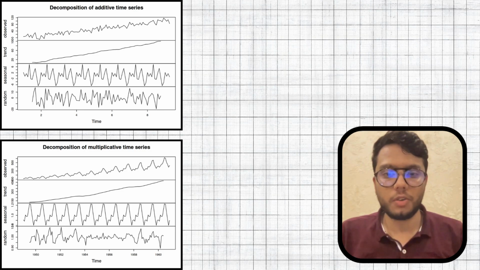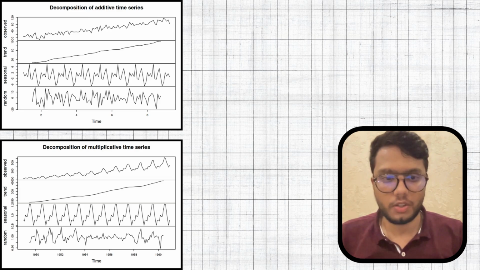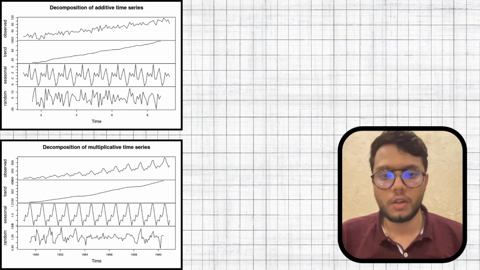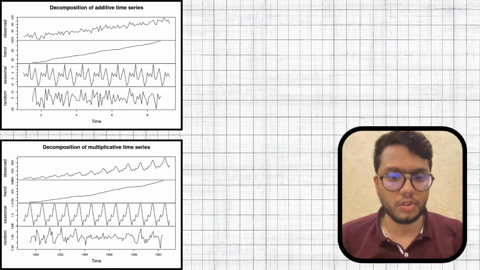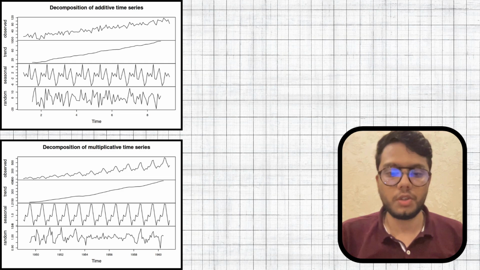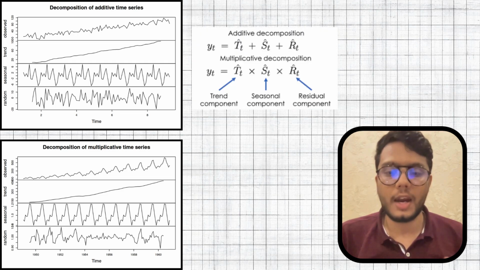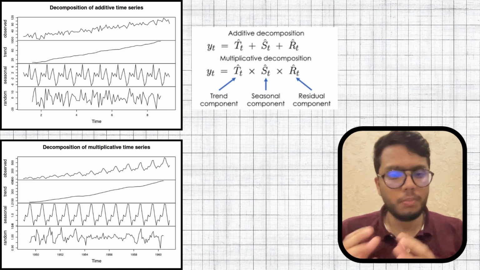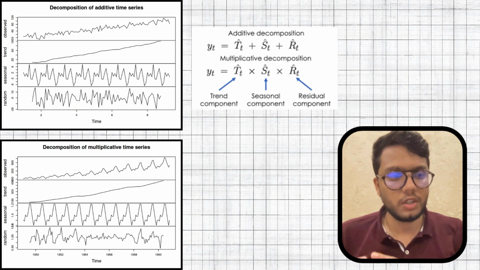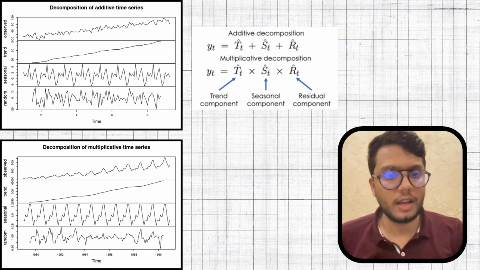Generally, we separate out the trend, seasonality and residuals from the data in two ways. One is additive decomposition and the other is multiplicative decomposition. In additive decomposition, we assume that the components add up linearly. In multiplicative decomposition, they multiply. Multiplicative decomposition is generally used when we see the seasonality increase with respect to the increase in the trend.